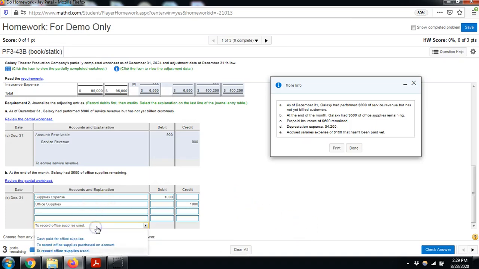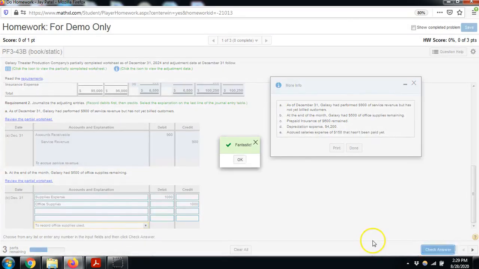So if you notice the options here, cash paid for office supplies, no, because we're not buying the supplies, we're actually accounting for the expense when the supplies were used. To record office supplies purchased on account, no, we're not purchasing office supplies again. And the third one is to record office supplies used. So that's what we're doing. That's why I chose that.